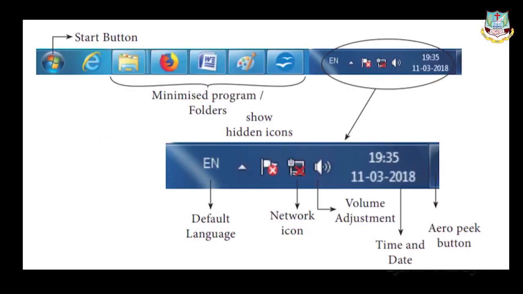Taskbar. The horizontal bar at the bottom of the screen is called the taskbar, right? This bar contains the contents of the start bar from left to right. The shortcuts of programs which you have minimized will be shown here. In the right corner, you can see the system tray, which consists of volume control, network, date, time, and so on.